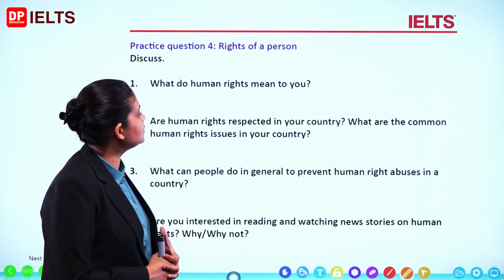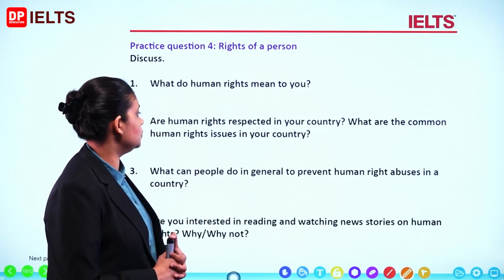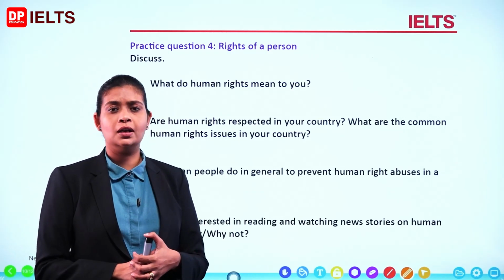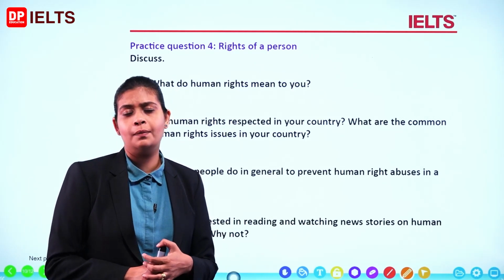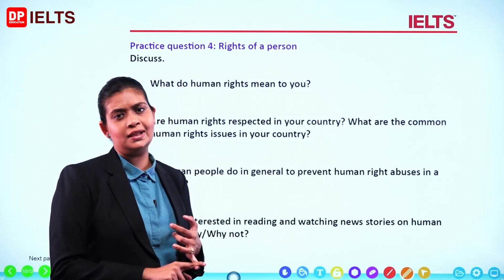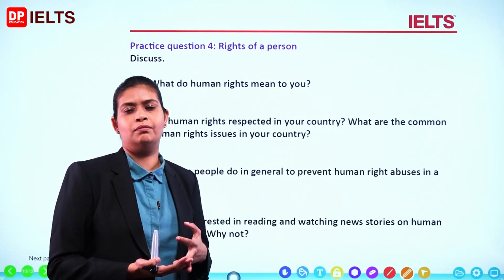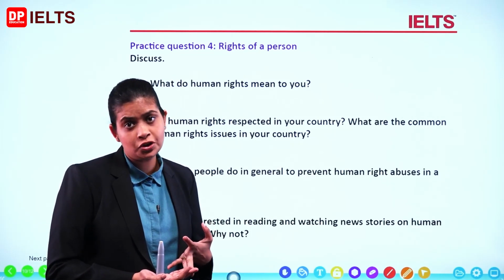Are human rights respected in your country? What are the common human rights issues in your country? I think in Sri Lanka, most human rights are in place. We have gender equality, we have equal pay, you can practice any religion that you want to.